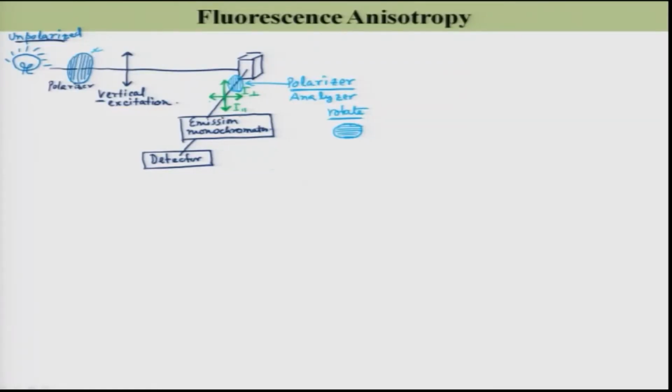Okay. So here is the vertical excitation and here is the horizontal emission, right. This is the vertical excitation, this is my horizontal emission and here is my vertical emission. So in the detector what we are going to measure is these two intensities, either I parallel or I perpendicular.